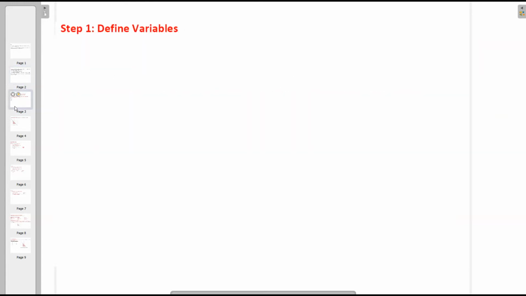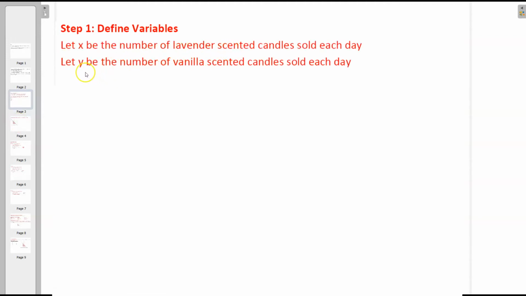The process is the same as we always do. We start off defining the variables, so we let X be the number of lavender scented candles sold each day, and then we let Y be the number of vanilla scented candles sold each day.